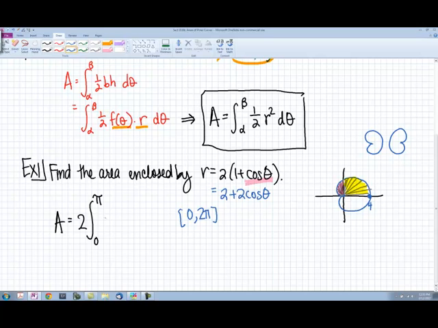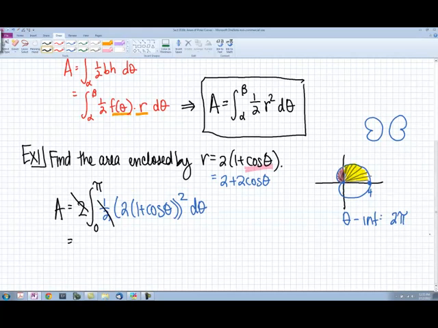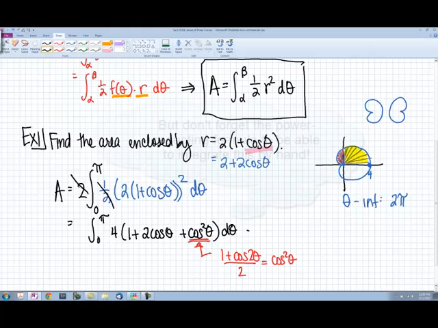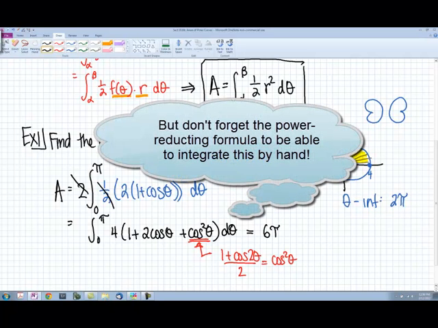And we're now going to plug in our 1/2 r squared d theta. So that is 1/2 times 2 times 1 plus cosine theta, squared, d theta. Simplifying this a little bit will give me the integral from 0 to pi of 4 times 1 plus 2 cosine theta plus cosine squared theta d theta. I'm not going to deal with the integration right now. I'm going to just tell you that your answer is supposed to be 6 pi square units.